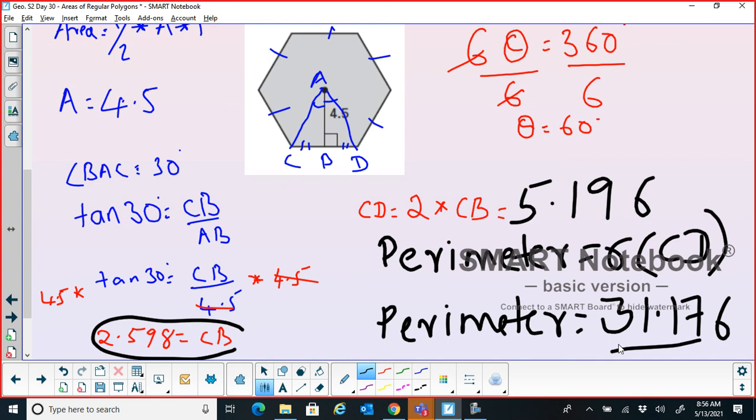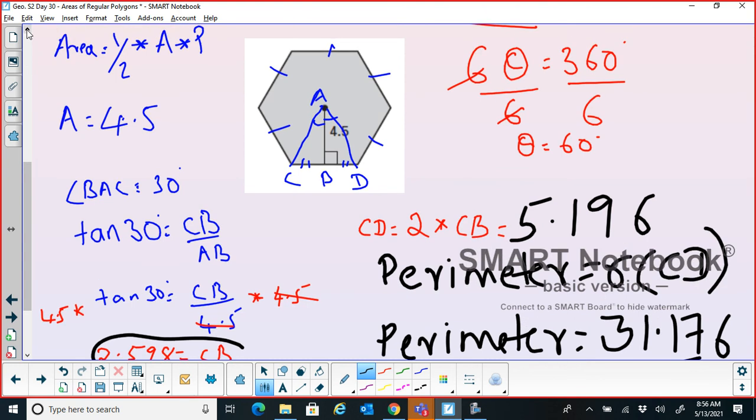Once we have the perimeter, we can find the area using half of apothem times perimeter. We already have the formula here, half of apothem times perimeter. So I'll just substitute here: area equals half of 0.5 times 31.176.